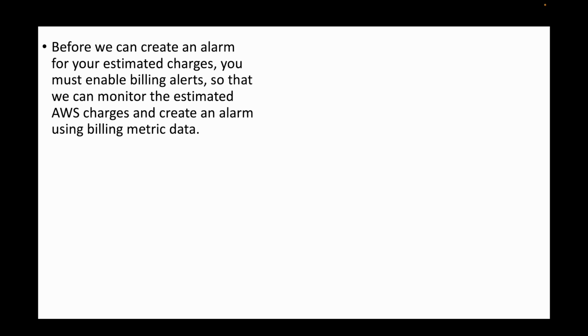Now, before you can create this alarm, there is a prerequisite that we will need to do, which is we'll need to enable the billing alerts. So by default, you don't get the billing metric data. You will need to enable it. Only then you will be able to receive the billing alerts. Only then CloudWatch will be able to monitor the estimated AWS charges and then create an alarm using that billing metric data.